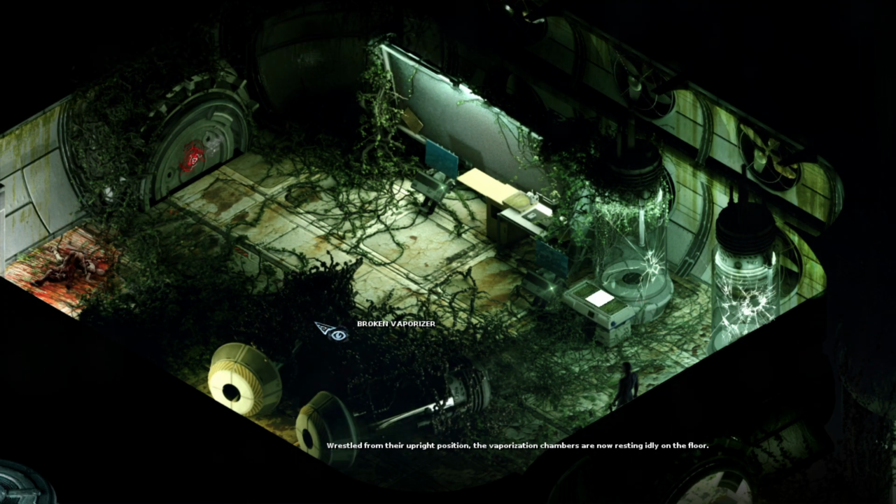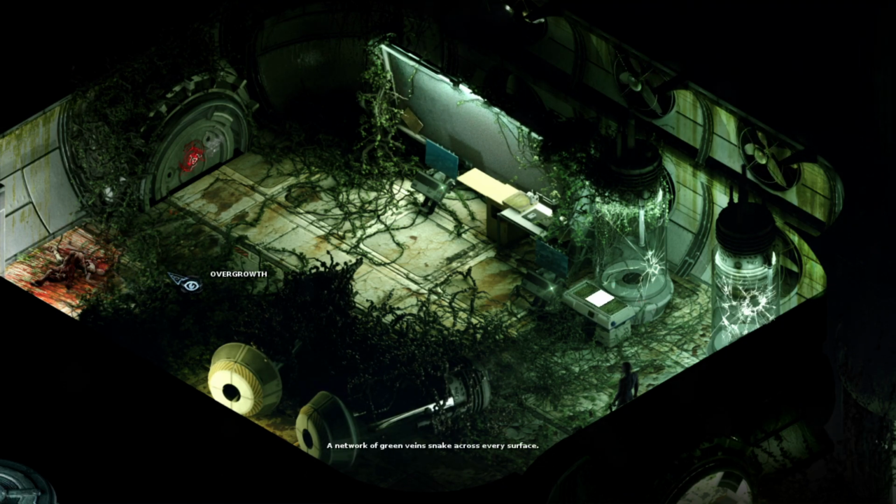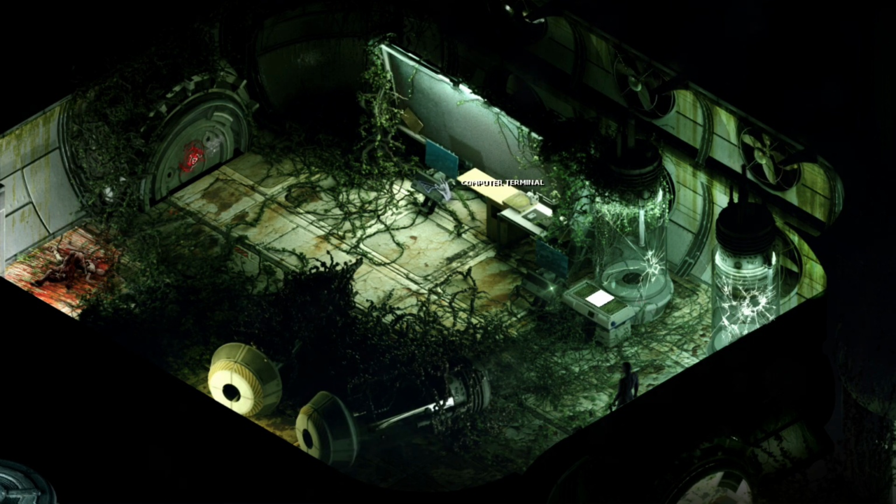Wrestled from their upright position, the vaporization chambers are now resting idly on the floor. And, of course, a bunch of corpses over there in the corner. A network of green veins snake across every surface. We have a locked door up here. These vines have covered many of the laboratory's surfaces. In some areas, the wall and floor can't be seen behind the tangled weave.